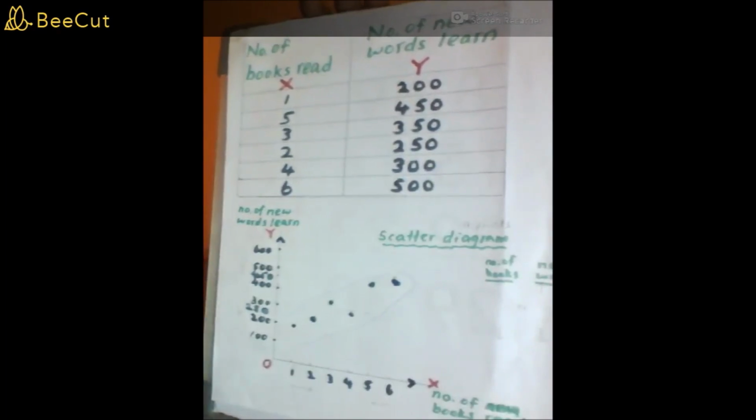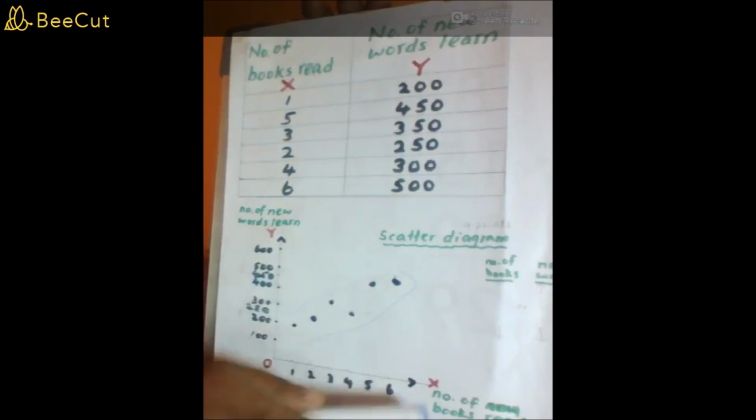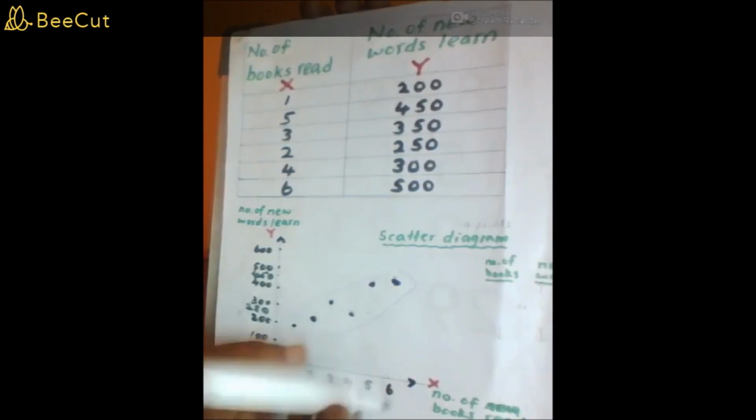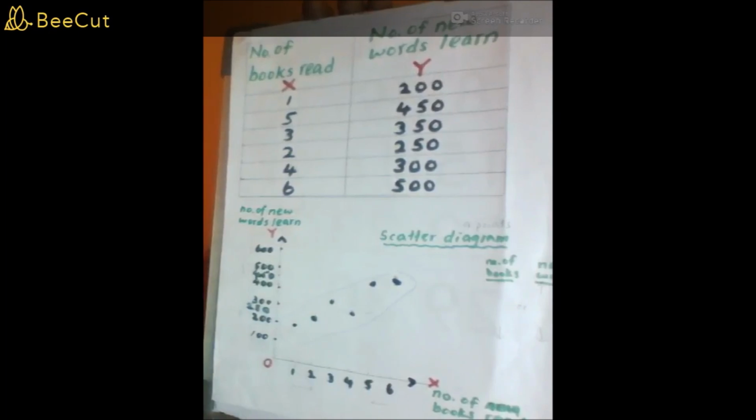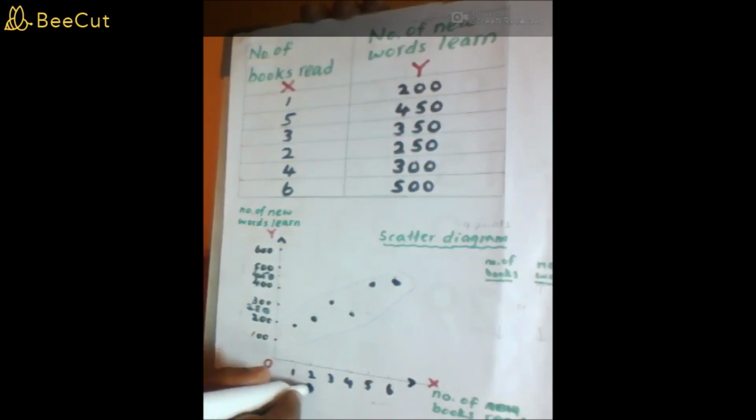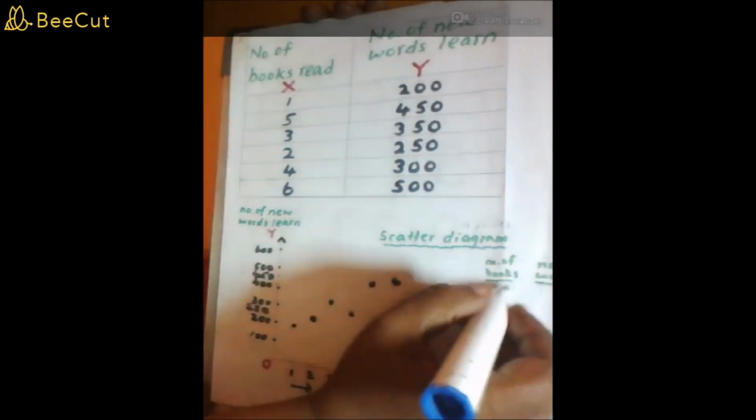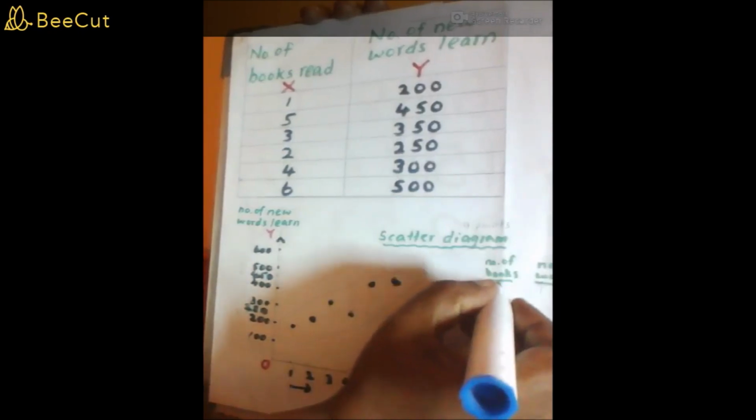Positive relationship means when one variable increases, these are the variables now, when one variable increases, the other variable also increases. Now we'll take one variable, number of books read, 1 to 2. We are going to increase. 1 to 2 increase, right? Number of books we read, we increase.